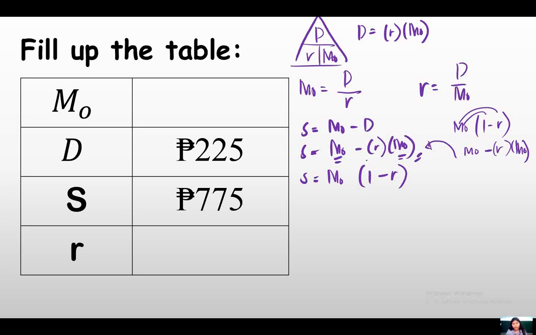That we all know that the selling price is M sub O minus the discount, where the discount is the product of rate and the cost price. So what is the selling price? The selling price is 775. So we don't know yet what the value is for the cost price. So what else? So it is 1 minus R.